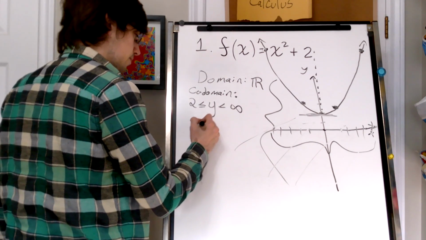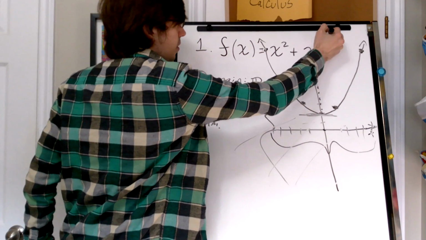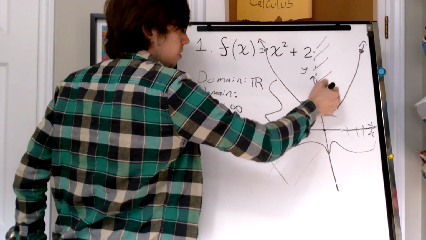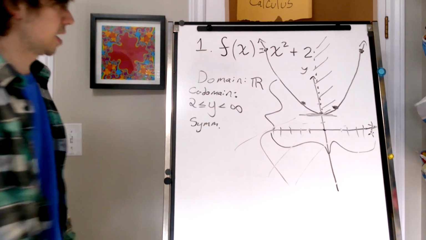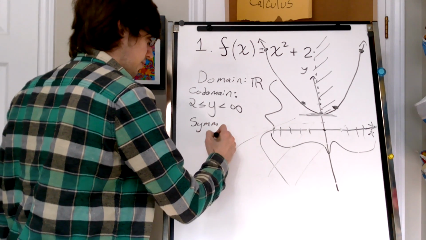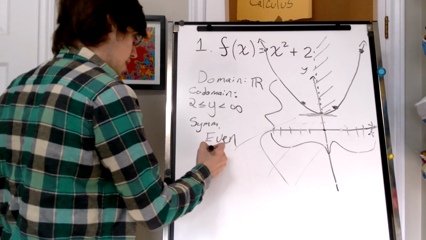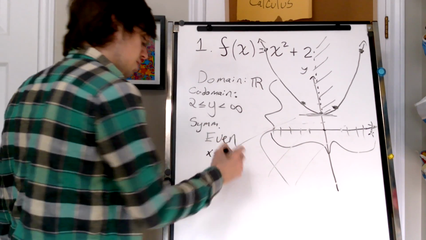Symmetry. Yes, we have here a mirror-like effect at, we have what is actually in fact called an even function at x equals 0.